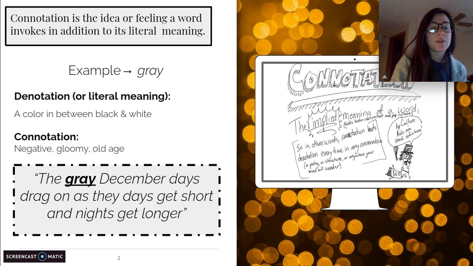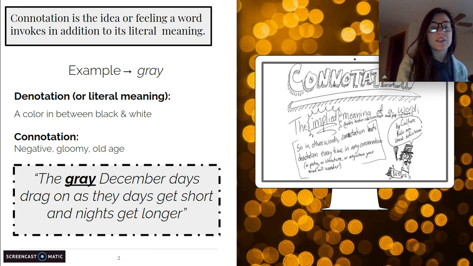So then I wrote an example sentence here. The gray December days drag on as the days get short and the nights get longer. So really think about the gray December days. I'm using them in a gloomy feeling, right? Trying to pull that out of my readers.